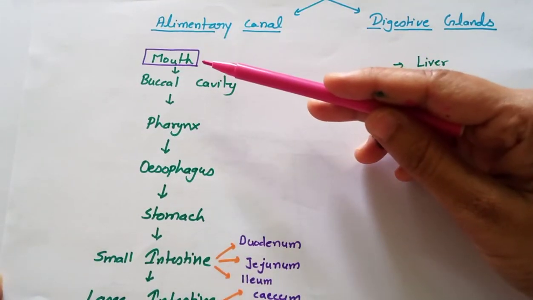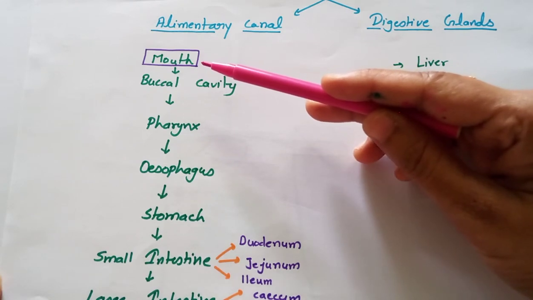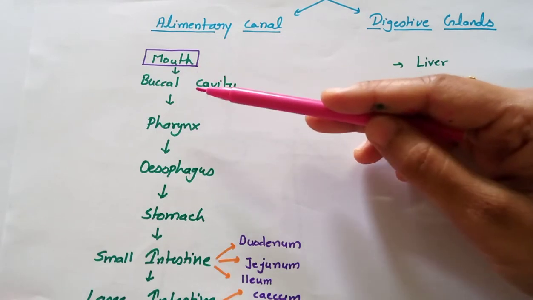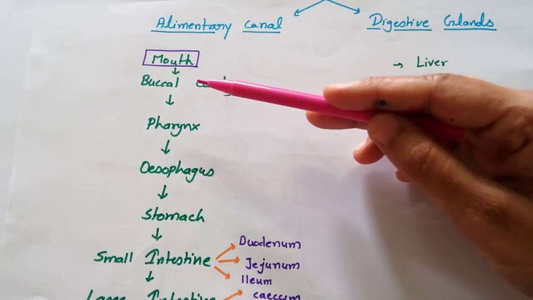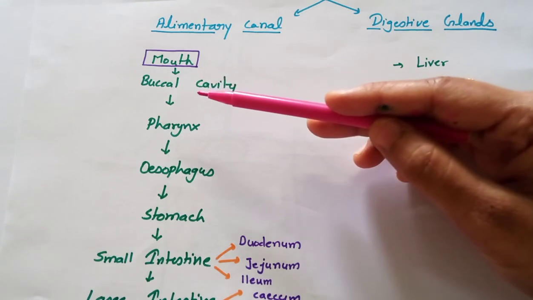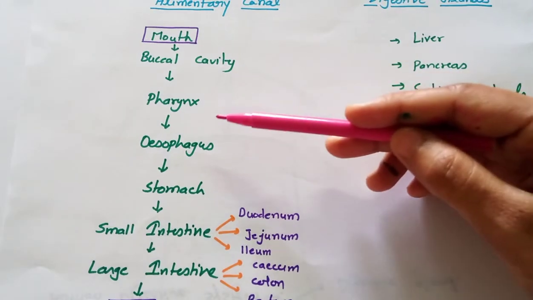First is the mouth, which is your entry point, meaning you enter food from your mouth. It opens into the buccal cavity. It is a cavity-like structure. In your buccal cavity there are 32 teeth and one tongue, and of course the salivary glands are also present below your buccal cavity.